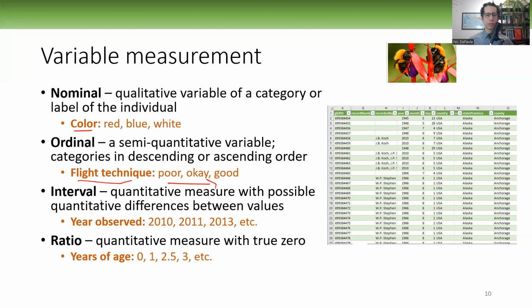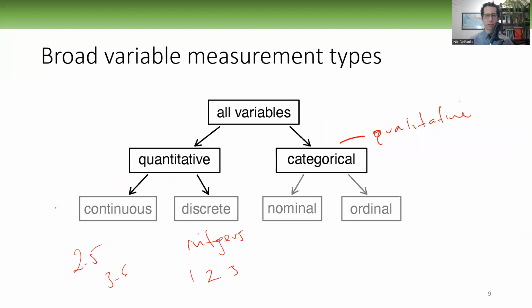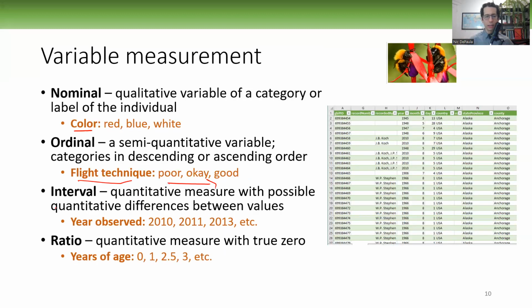Interval. Interval is a quantitative measure with possible quantitative differences between values and often associated with discrete or integers. So for example, year observed, 2010, 2011, 2013, these are numbers. It's a quantitative variable which can be calculated. So you can say 2013 minus 2010. However, the difference between interval and ratio, which is actually not exemplified in this diagram from our textbook, is that the interval doesn't have a true zero. So for example, year 0 doesn't mean no year at all. It just means a year that we counted as 0.